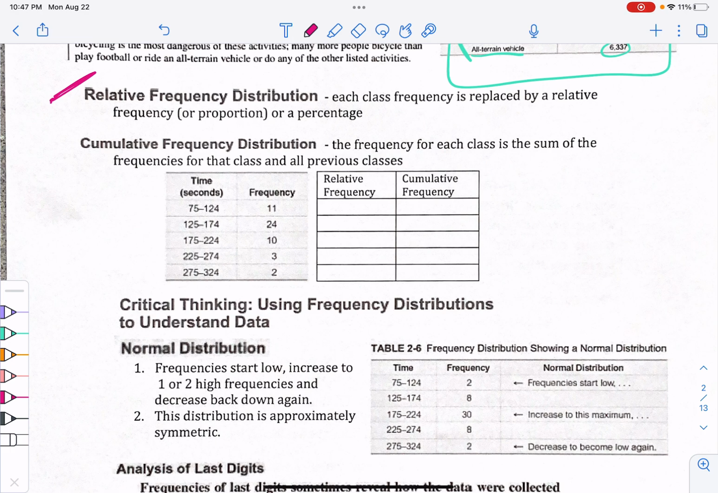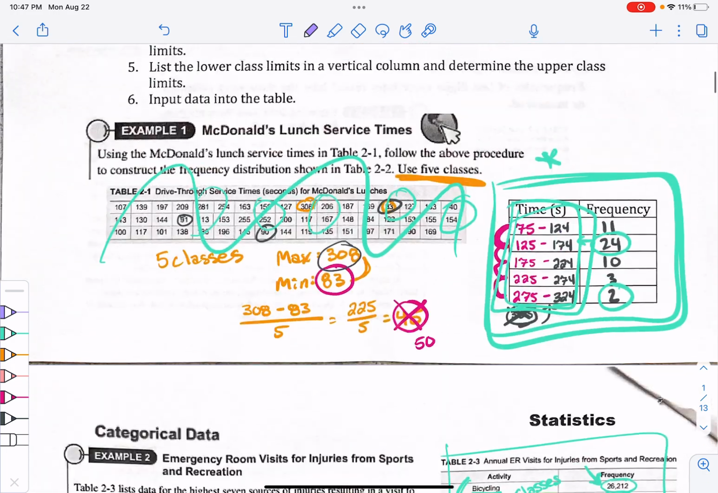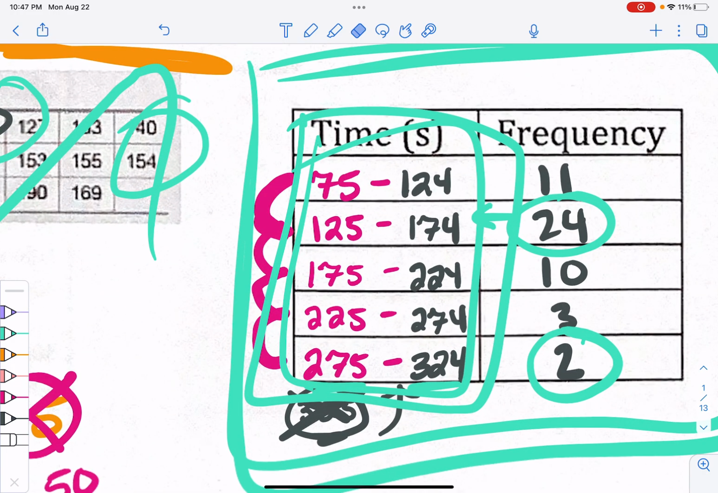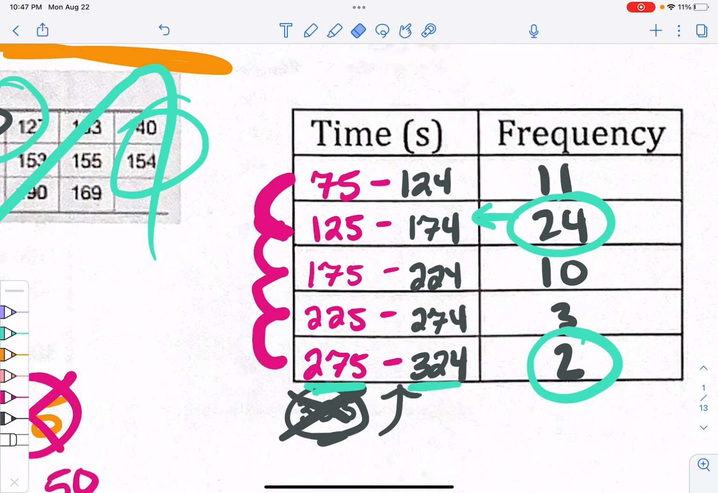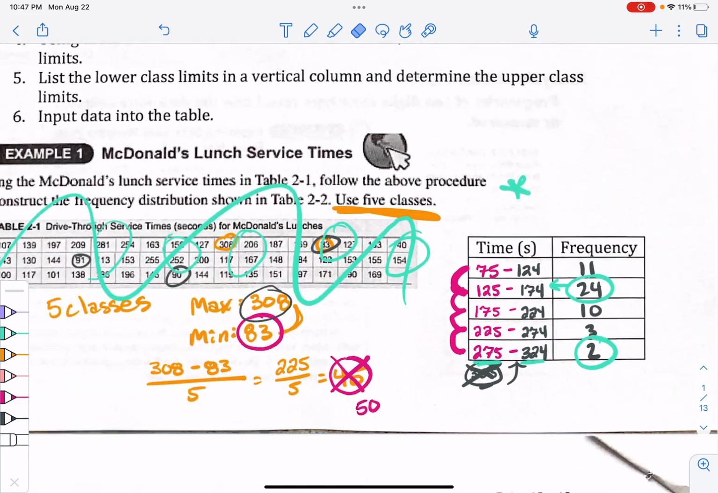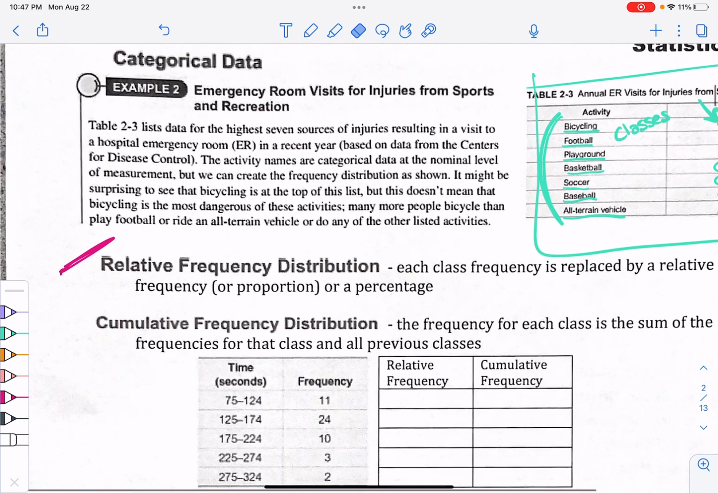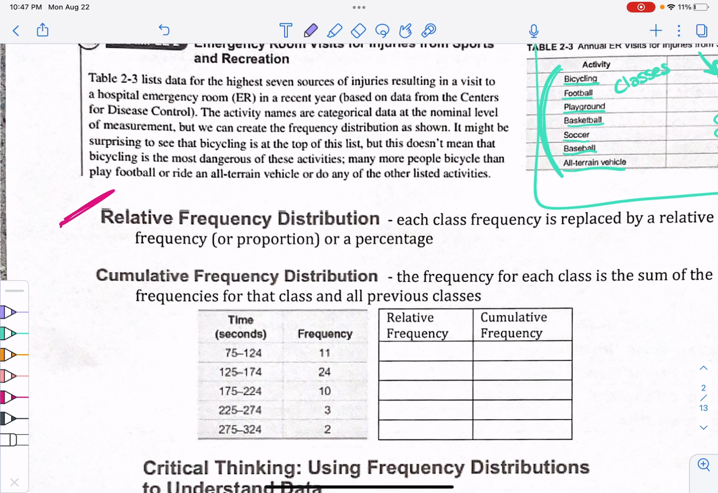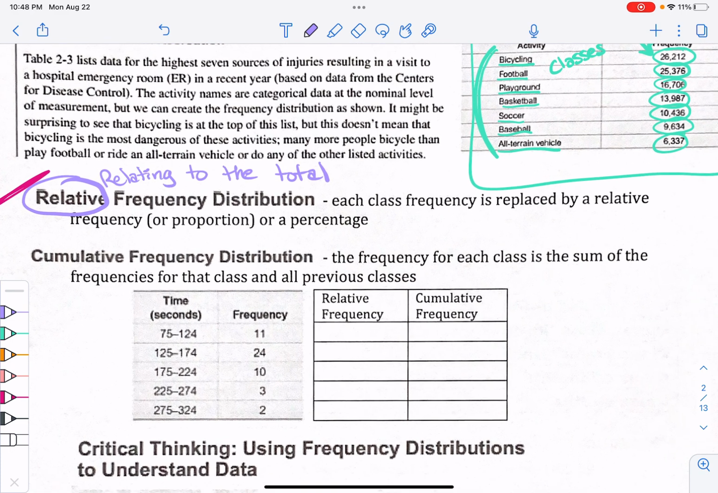In addition to a frequency table or frequency distribution, which looks like this, our frequency distribution that we put together yesterday, we have something called a relative frequency. Relative frequency means in relation, relating to the total, or relative to the total, how much is in each class. We write it as a proportion or a percentage, and we're going to write it as both when I fill out this table.